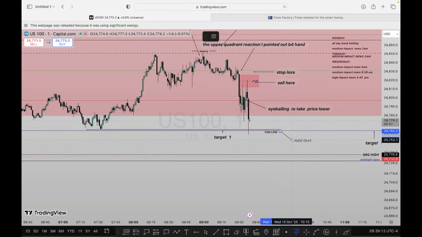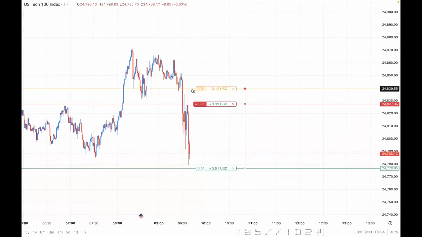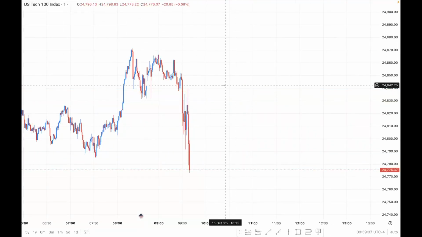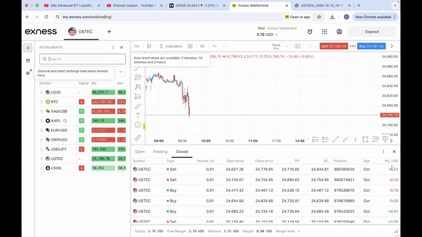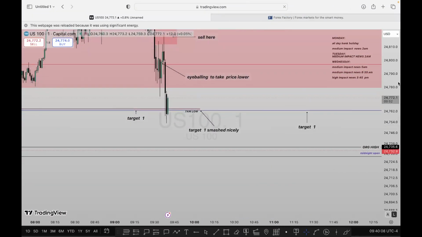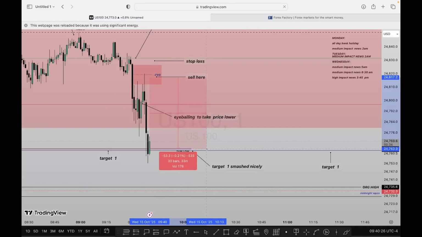My target's 1. Reduced my stop loss, reduced my risk. That is me pointing out my PNL. It hit my target right there immediately, giving me $51. So the account is up. The account is up almost $4 now.